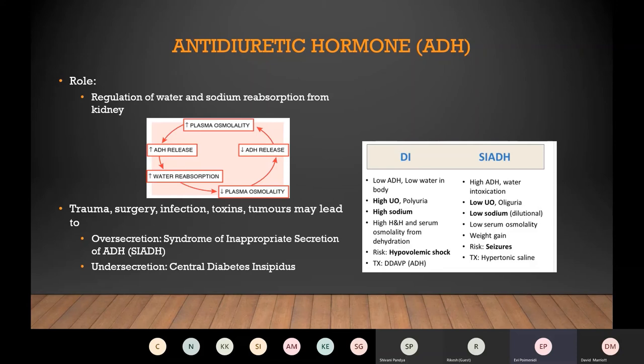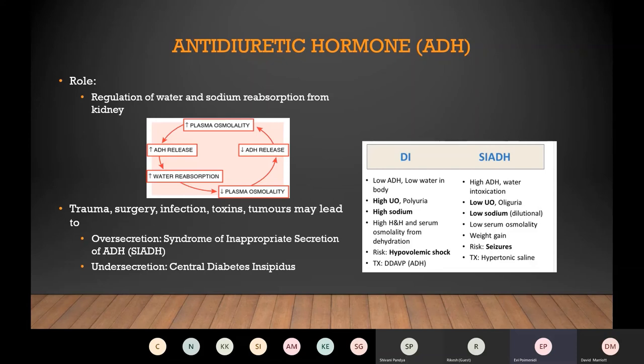Causes of loss of balance in the secretion of the antidiuretic hormone can be trauma, surgery, infection, toxins, or tumors. And we have two separate clinical entities. When we have oversecretion of ADH, we're talking about the syndrome of inappropriate secretion of ADH, or SIADH. When we have undersecretion of ADH, then we're talking about central diabetes insipidus. As you can see in the picture on the right side, there are main differences; they're almost opposites. In central diabetes insipidus, we have low water in the body, a high urine output, high sodium, and a high osmolality due to dehydration. So these patients are at high risk of hypovolemic shock, and the treatment is to give desmopressin.